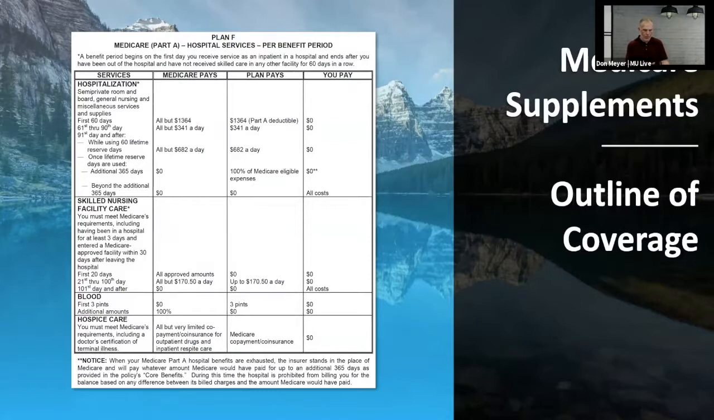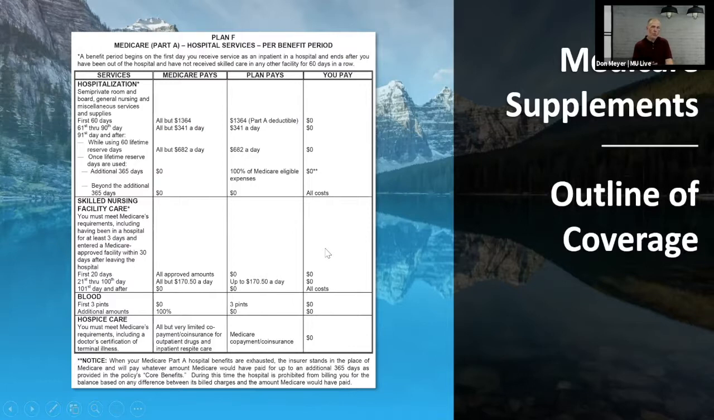You're going to notice that when you look at an outline of coverage, they pretty much all are set up where it says what the services are in the left column, then what Medicare pays, then what the plan pays, and then the one that people really care about is what's in that right-hand column, and that is what you pay. And what I like to show everybody is that it's 0, 0, 0, 0, and then where it says all costs, that's if you've been in the hospital for more than 365 days. Not very common these days for that to happen.